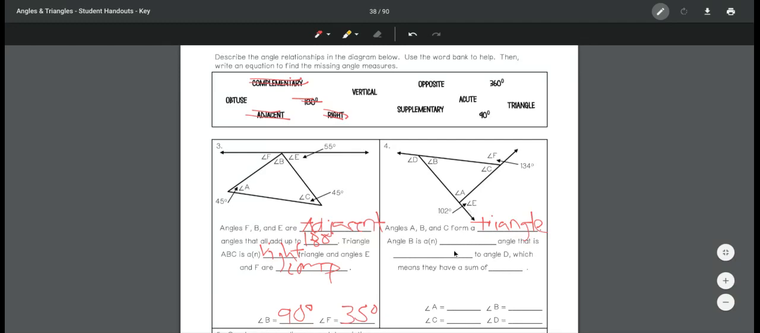Angle B is a blank angle. So that is blank. Looking at angle B, what kind of angle is that? We know angle B is an acute angle, so we have acute angle that is supplementary to angle D.